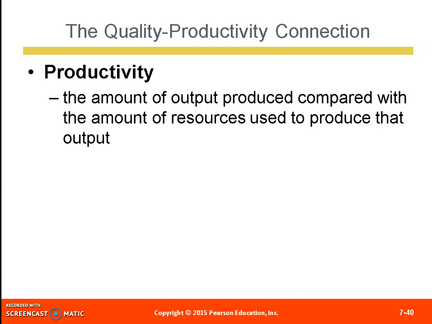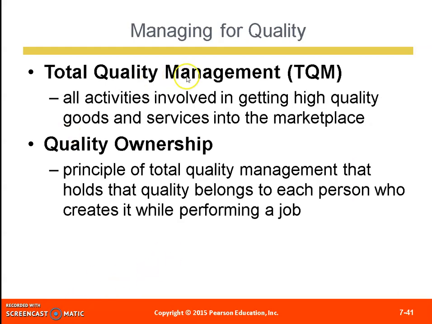So that is productivity. Next, in managing quality, we have total quality management, or TQM, which is all activities involved in getting high quality goods and services into the marketplace. So TQM is based on quality ownership. It means that you do things right before you pass it to another person.